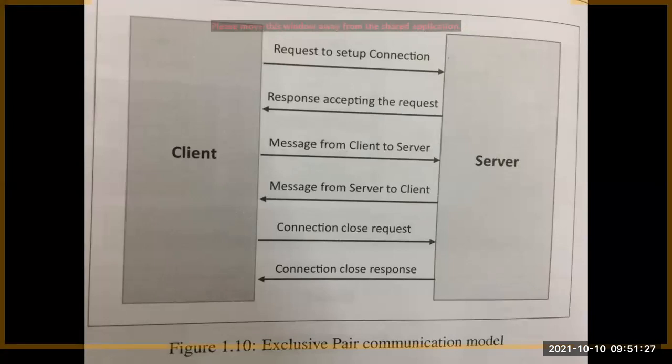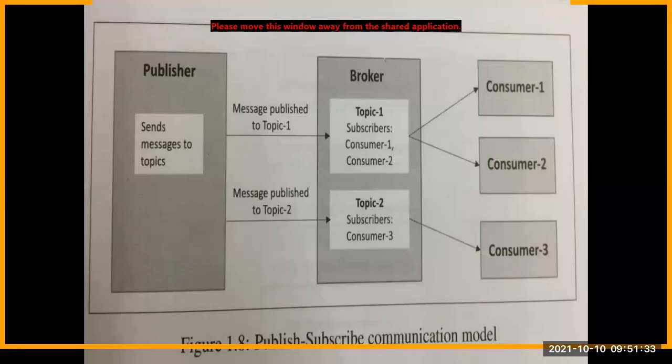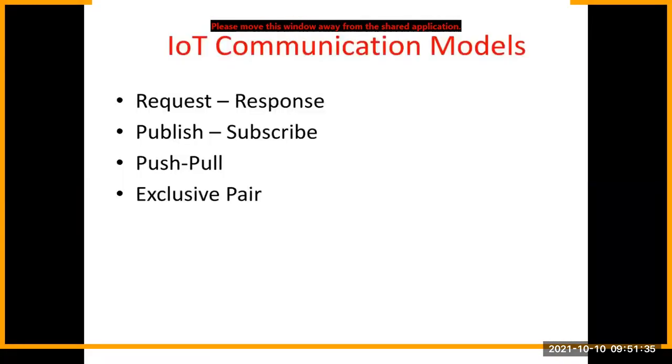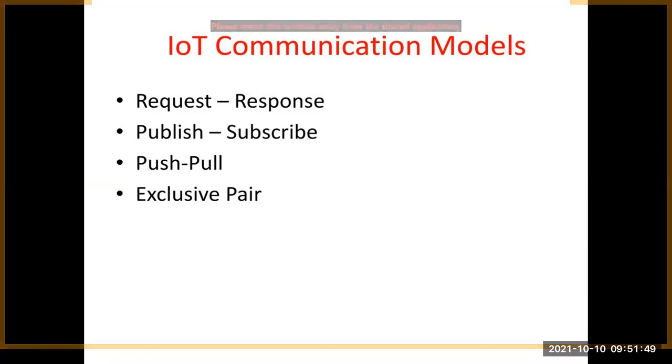Okay, it is about the exclusive pair communication model. There are 4 communication models. This is one important question from an examination point of view. IoT communication models: there are 4 communication models: request response, publish subscribe, push pull, exclusive pair. These are the 4 different communication models.